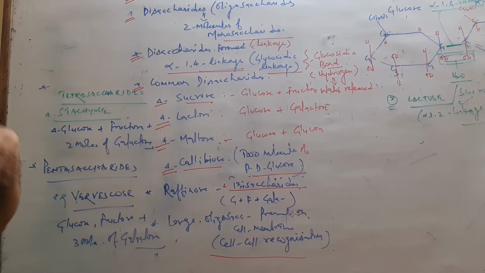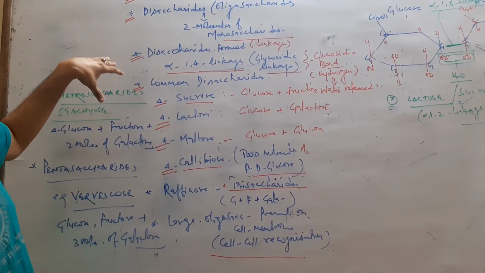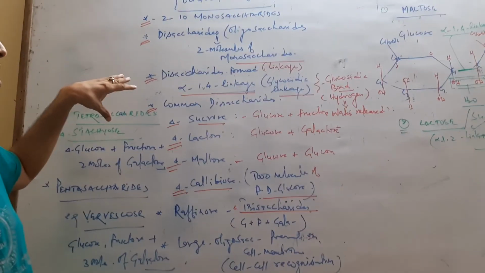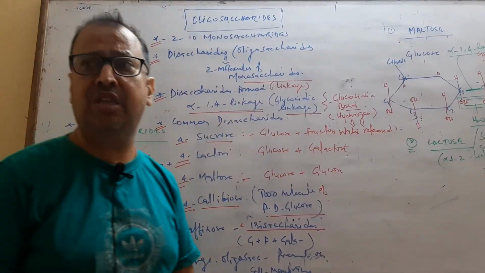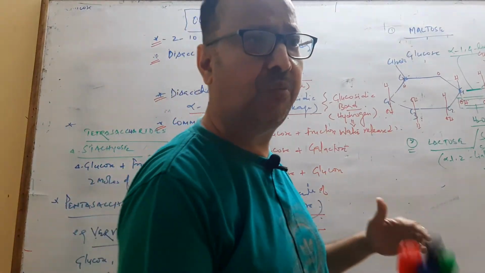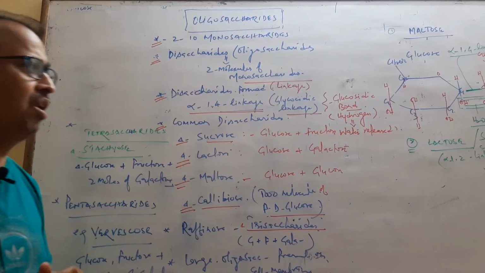So this is all about the oligosaccharides, the different types of oligosaccharide, their function, and the combination of oligosaccharides: how they form, how the bond forms, and which type of bond forms. So these are the oligosaccharides.